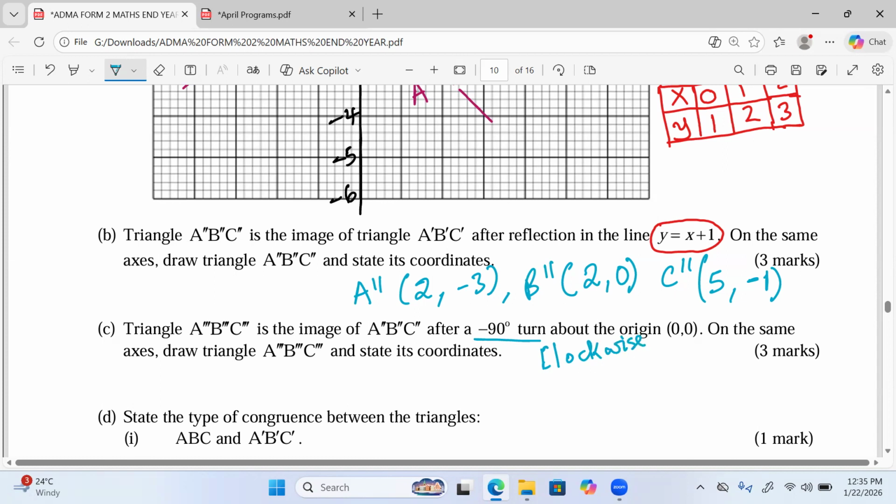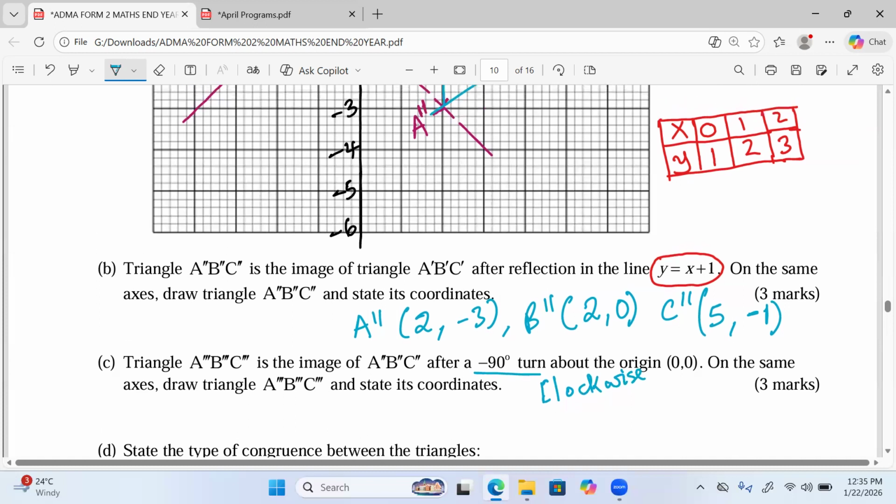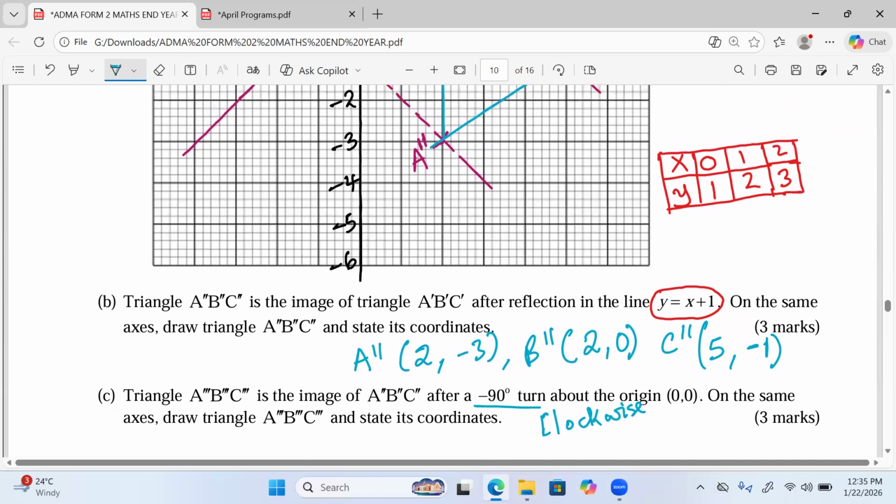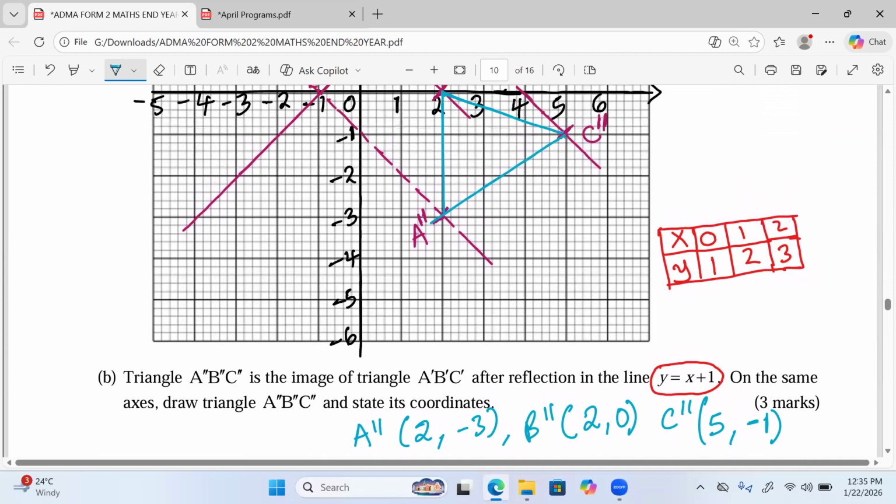We can call it -90 or a quarter turn, or a rotation through -90. A positive turn means a turn in the anti-clockwise direction. So in this case, after connecting a point to the center of this particular rotation, we'll be turning through 90 in the clockwise direction. That is how we interpret a negative angle of rotation.